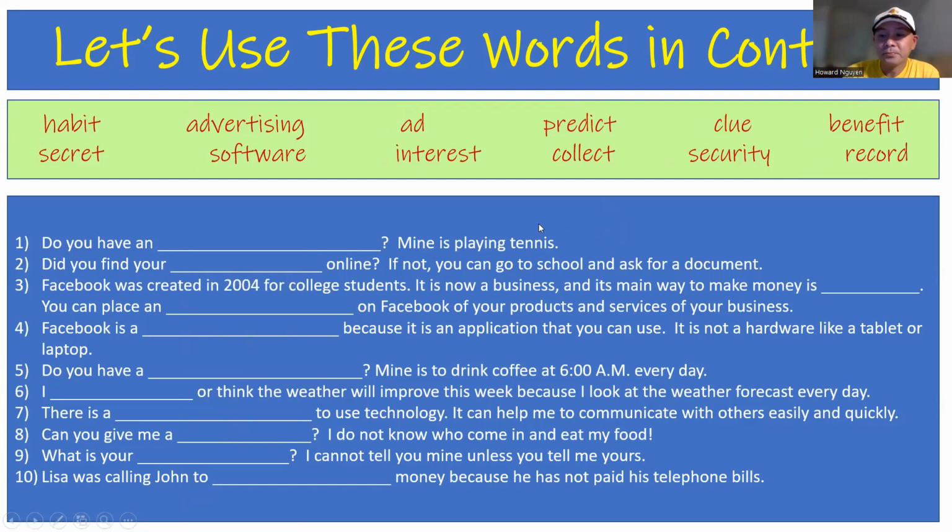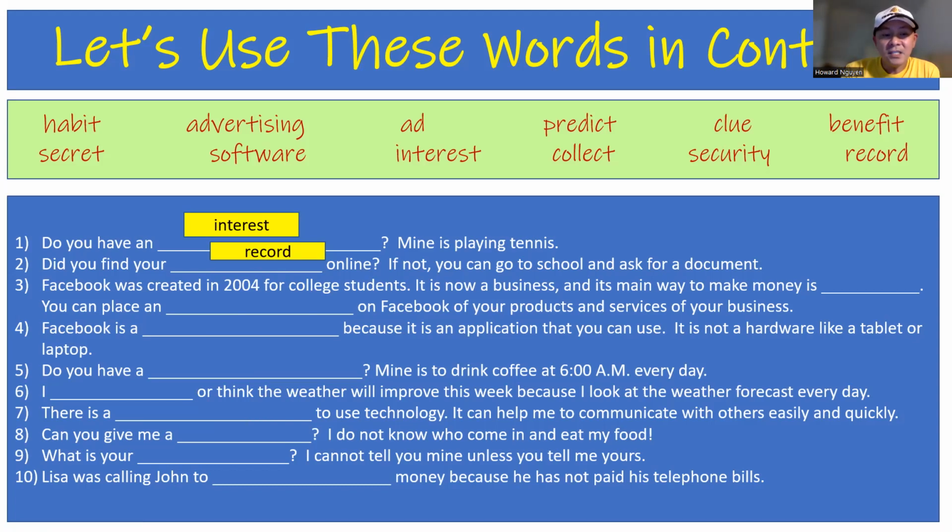So number 1, do you have a blank? Mine is playing tennis. Do you have an interest, something that you like to do? Number 2, did you find your blank online? If not, you can go to school and ask for a document, record, not record, your record.